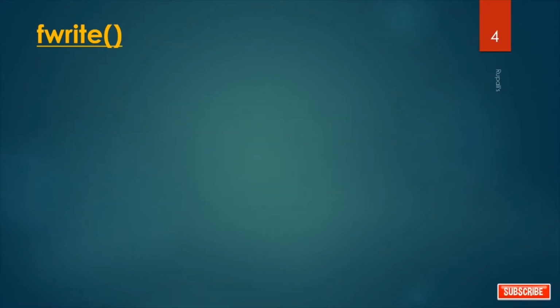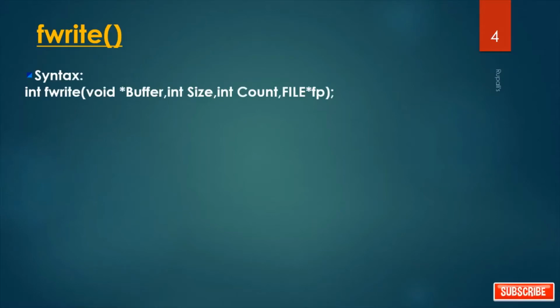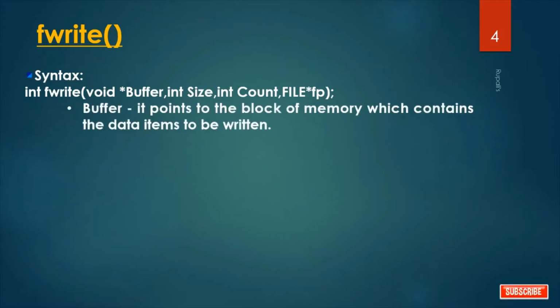So, the function fwrite. The syntax of the function: the return type is integer, the function name is fwrite, and the parameters are one void pointer buffer, one integer variable size, another integer variable count, and a file pointer fp. Now what is buffer? Buffer points to the block of memory which contains the data items to be written. So buffer holds the base address of that memory which contains the data items to be written.